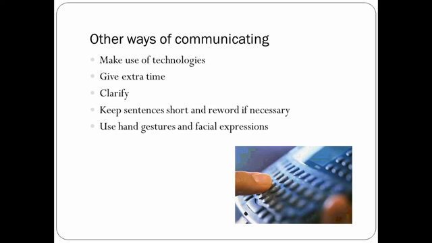To ensure that the message was delivered to the individual, one should clarify often. Also, to avoid confusion, one should keep sentences short and reword if necessary. Finally, one should use hand gestures and facial expressions when speaking. Many of those with severe hearing losses depend on visual cues to receive a message more clearly.